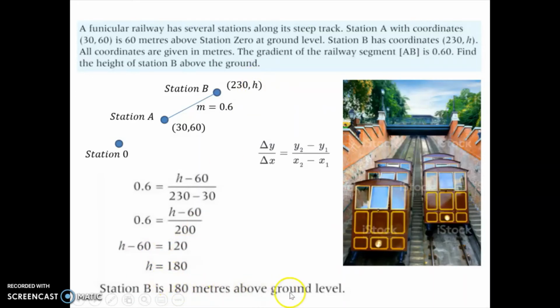Station B is 180 meters, because if this is 180, and this is at 0, we are 180 meters up from the ground level. Good, simple question that has you applying your understanding of slopes.